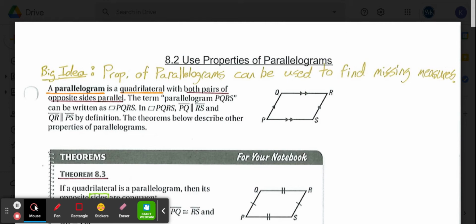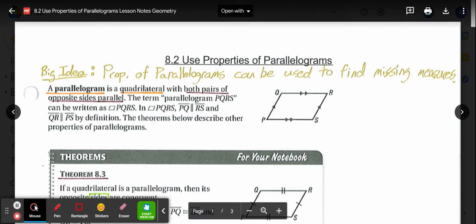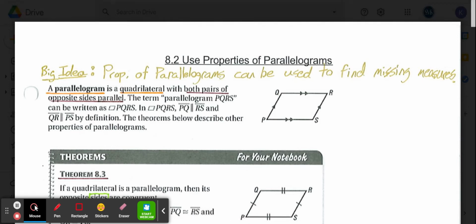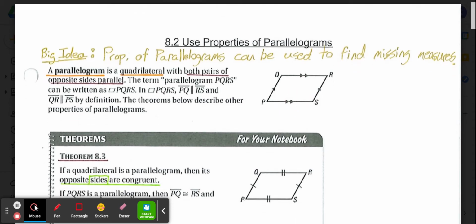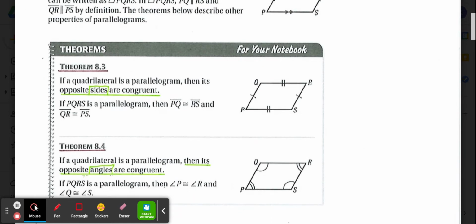But to begin with, we need to define a parallelogram. So a parallelogram is a quadrilateral with both pairs of opposite sides being parallel. So parallelogram comes from that idea of opposite sides are always parallel. So if we look at our parallelogram over here, PQRS, we know that side PQ is parallel to side SR, and we know side QR is parallel to side PS. So a few theorems to begin with looking at our parallelograms.